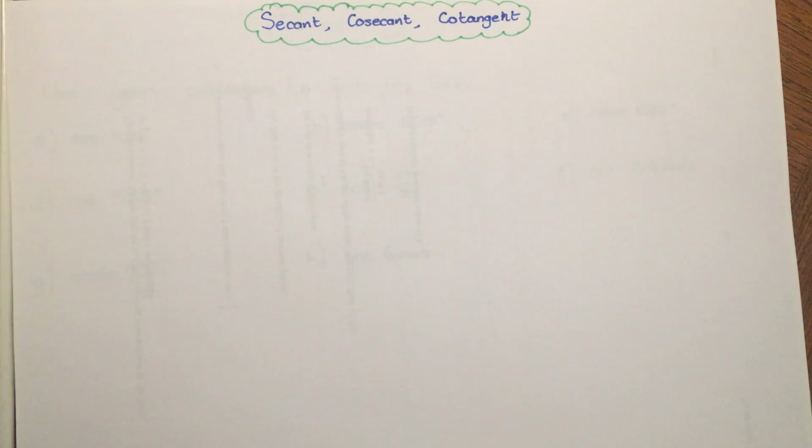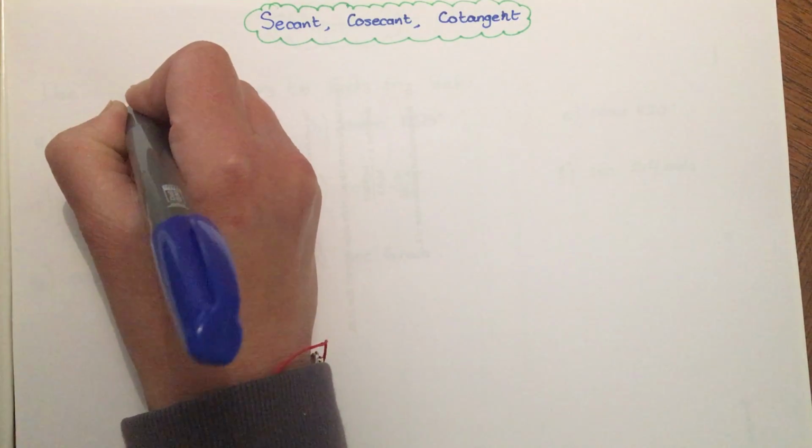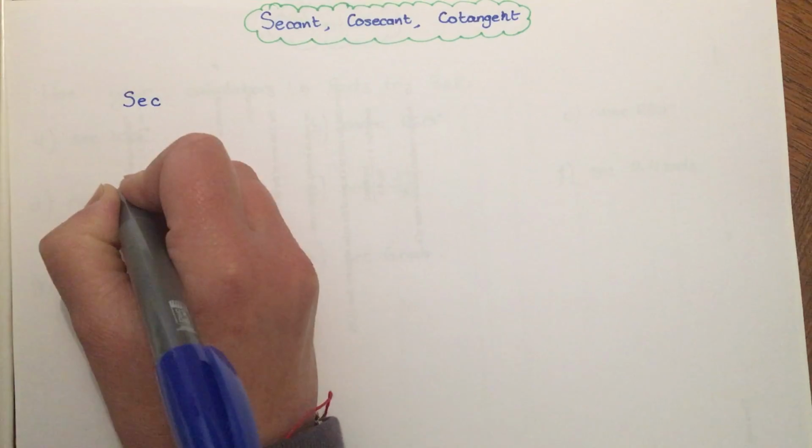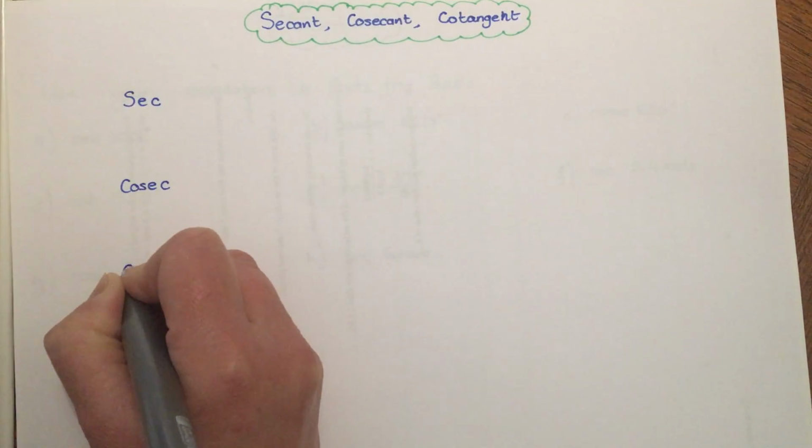Hello, so here's our new topic for this week. Our new topic is called the reciprocal functions of the trigonometrical functions that you already know. Their official names are secant, cosecant and cotangent. Normally we call them sec, cosec and cot.